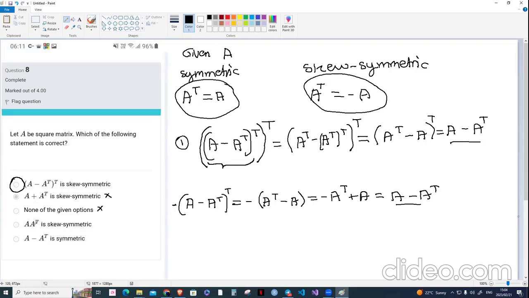This one, it's also not, it's symmetric actually. This one would be skew symmetric, but here they are saying it's symmetric, so it's a wrong option. So your correct answer was this one.